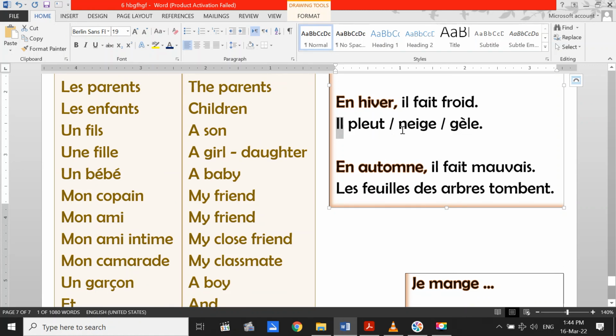Il neige, it's snowing. Il gèle, it's freezing, or frozen. Il gèle. En automne, il fait mauvais. In autumn, it's bad, the weather is bad. Les feuilles, the leaves, des arbres, of the trees, tombent, means fall down.